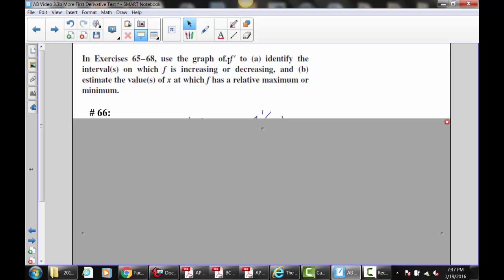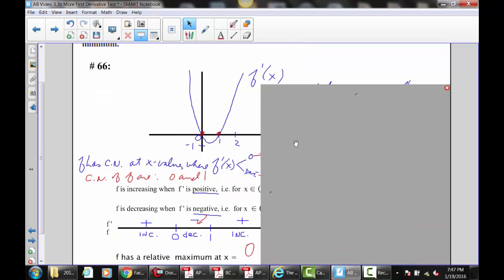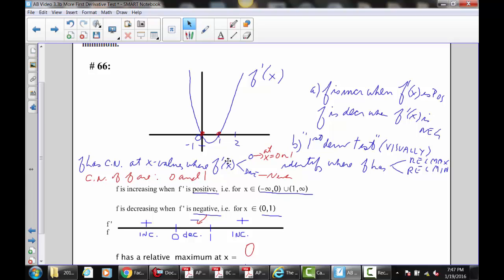You're going to have to pay very close attention to which graph they're giving you. This time they're giving you the graph of f prime right here. They want you to identify the intervals on which f, not f prime, f is increasing or decreasing, and then estimate the values of x at which f has a relative max or min. So this is how it works. I'm going to just erase this whole thing.